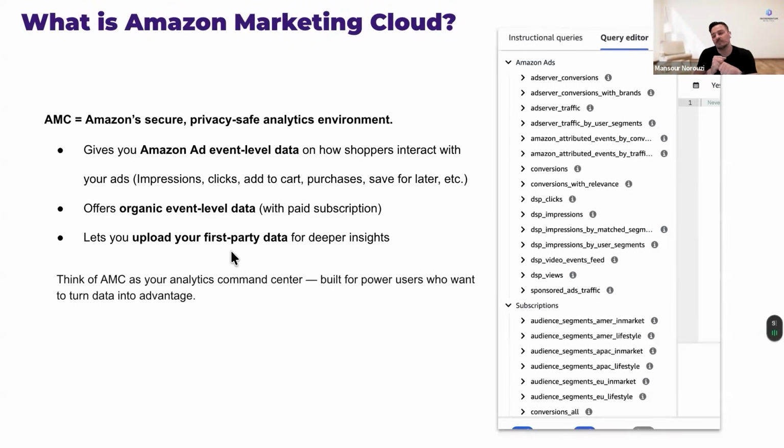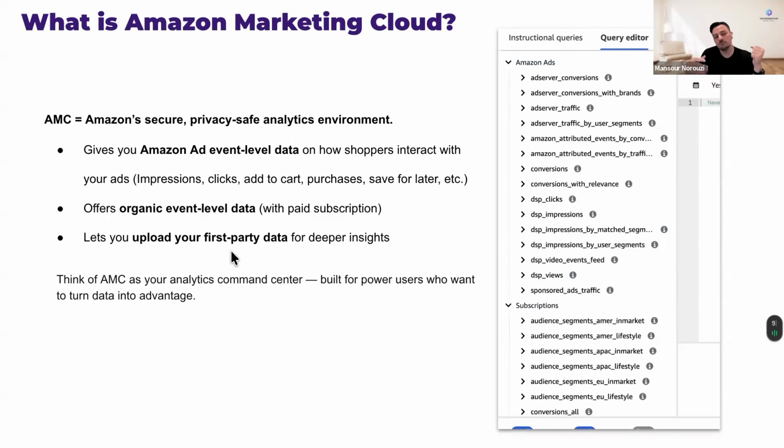Another example would be the time to purchase: how long it is from clicking on my ad, seeing my ad, to purchasing. We will go over some of these examples. So getting insight is one, and analytics. The second is audience creation.